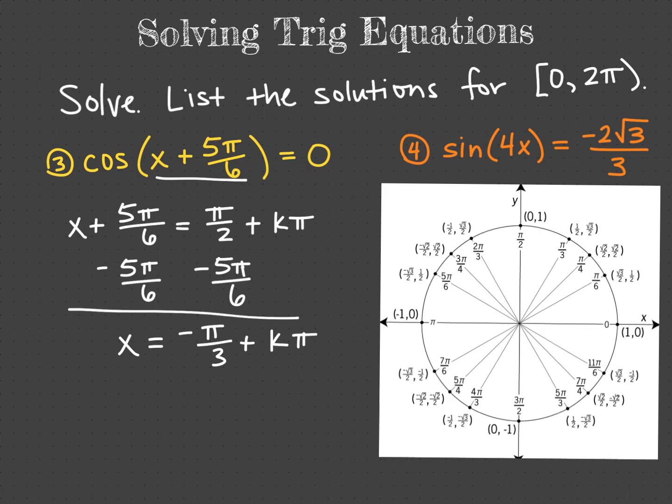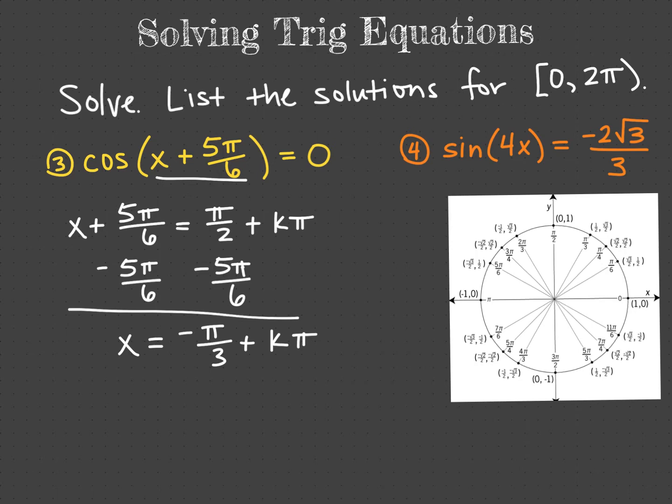Now, let's see what values of k we can have since now x is by itself. Let's see what values of k will make sense here. K is an integer, so the simplest integer would just be 0. Well, if k was 0, we'd have negative pi over 3 for x, and that doesn't work. It's not in between 0 and 2 pi, it's less than 0. So let's plug in another value for k. We can't go more negative, so let's plug in a positive 1 for k. If k is positive 1, we'd have negative pi over 3 plus pi. So we'd have negative pi over 3 plus 3 pi over 3. So that would give us positive 2 pi thirds. That works. That's in between 0 and 2 pi.